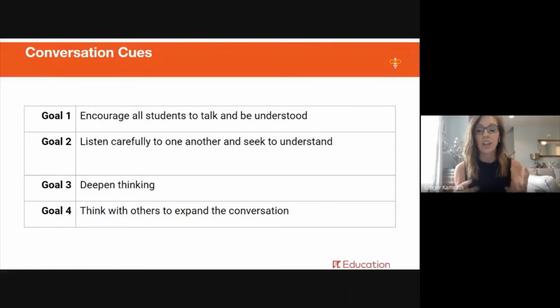So across the year, conversation cues are introduced 1 goal at a time, and they slowly build the capacity for all of your students to begin engaging in that rich collaborative discussion that's targeted at the standards and helps to level that playing field and establish equity in your classroom.